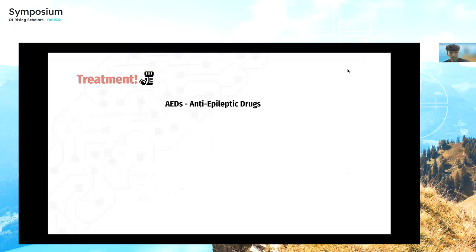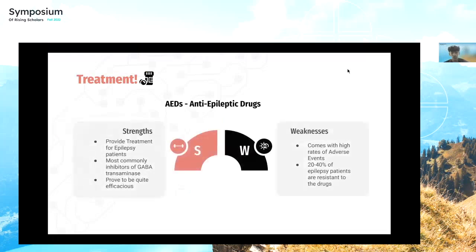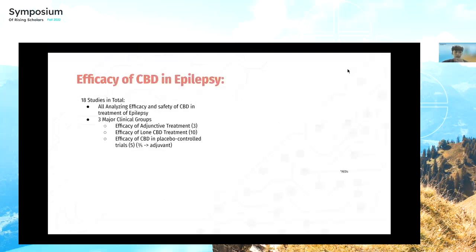Okay, so AEDs, through many studies, have been proved to be very effective against seizures, and most of them use that GABA pathway that we talked about earlier. But the biggest problem is that they come with a lot of adverse events or side effects. It's also estimated that 20 to 40% of epilepsy patients are resistant to AEDs. Okay, so now looking at the data that I analyzed from studies that were conducted by other scientists.